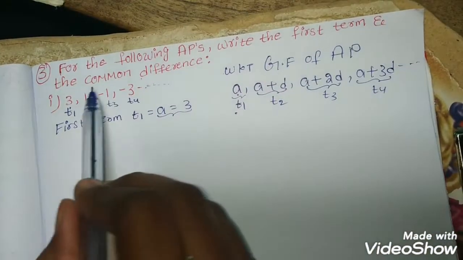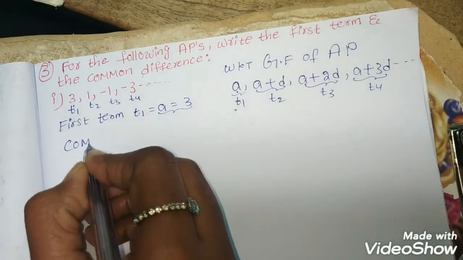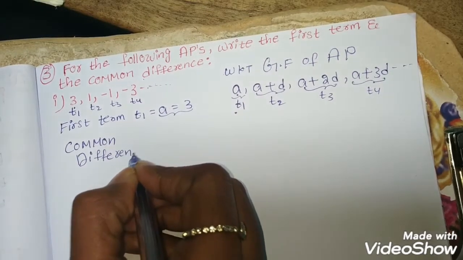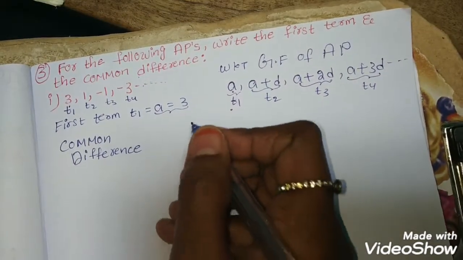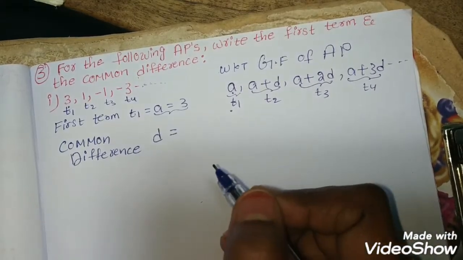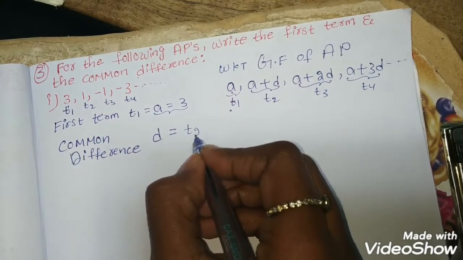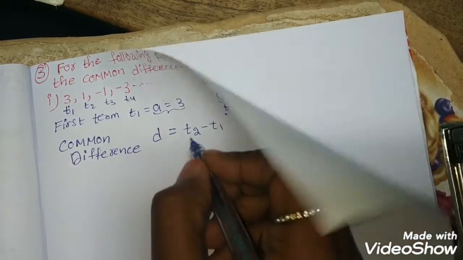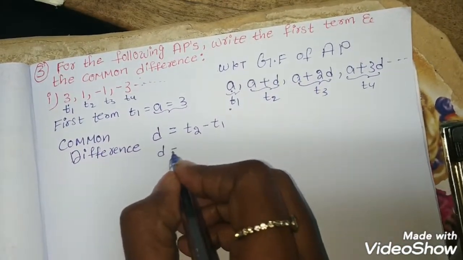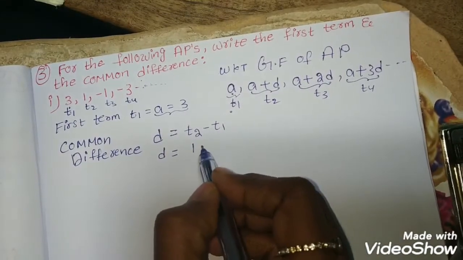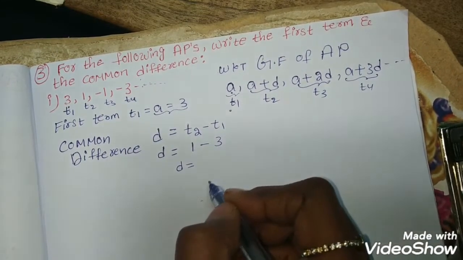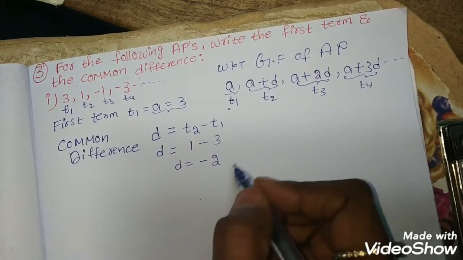Now what do we have to check next? The common difference. This is a very simple and easy chapter in 10th class. So we can denote this as d is equal to, how do you find the common difference? Just term 2 minus term 1. If you subtract term 1 from term 2, then we get the common difference. That is d is equal to, what is term 2 here? 1, minus what is term 1 here? 3. What do we get here? d is equal to 1 minus 3. We get minus 2.